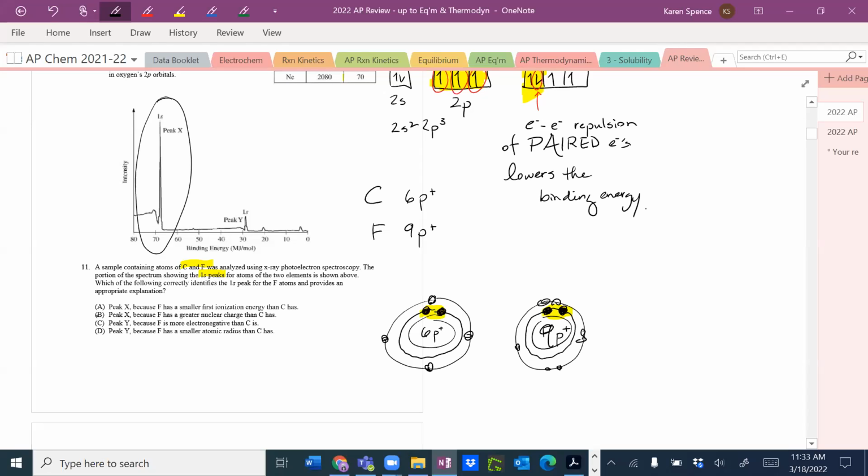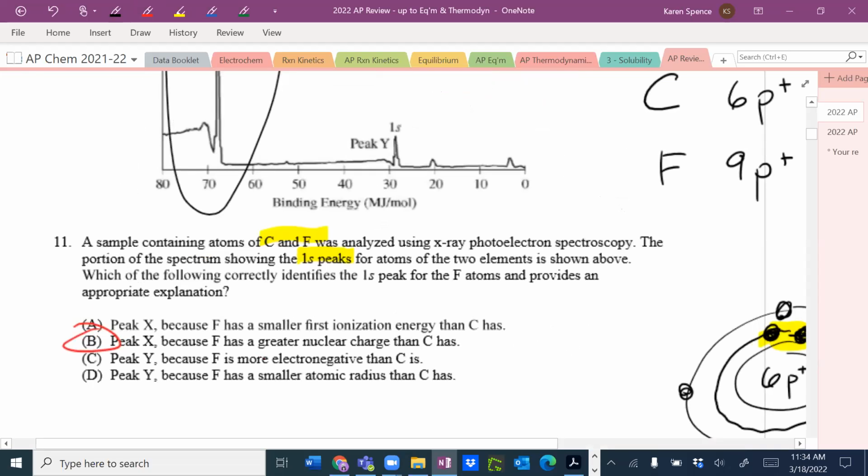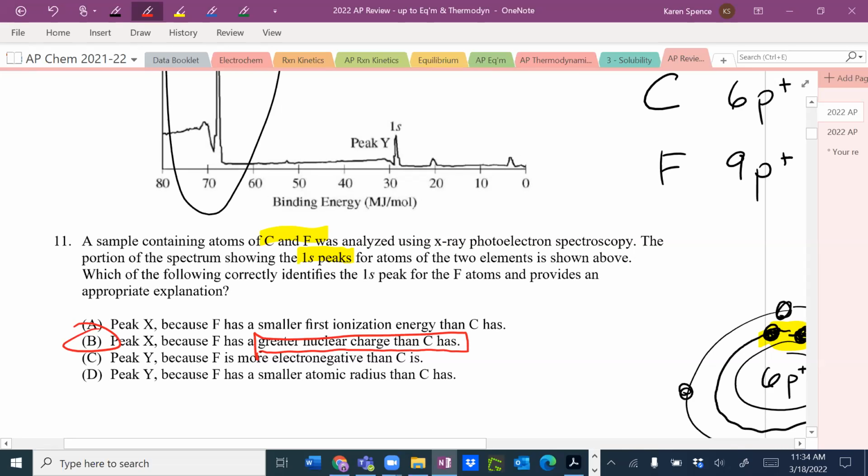The 1s peaks for the 2 elements. Why is it so much smaller? I don't know. I don't think it's relevant to the question. Maybe we just had a bigger sample size. I don't know. But the answer is hopefully B. B. And it's because fluorine has a greater nuclear charge than carbon. Yeah. Sorry about that one. I don't know what's up with that one.